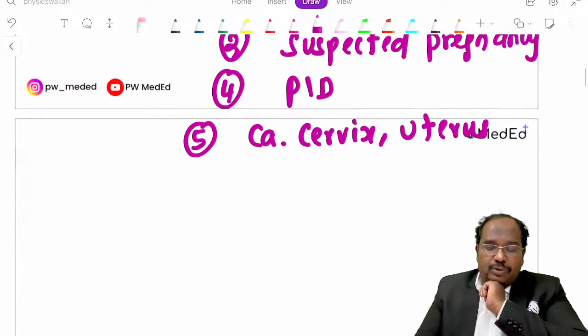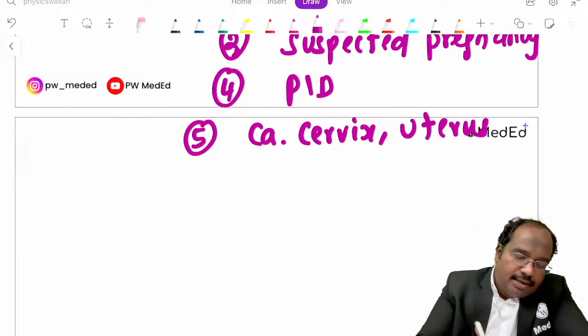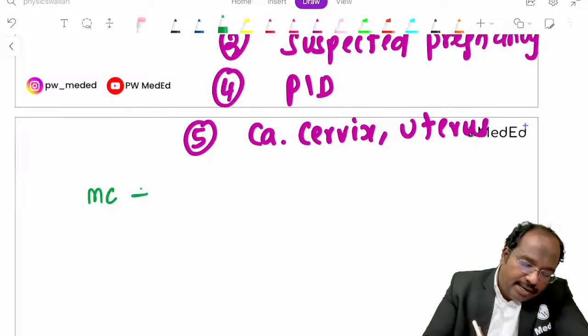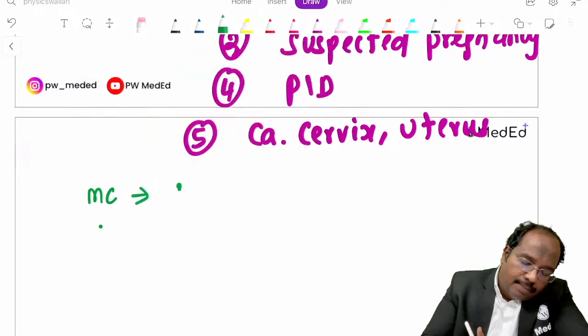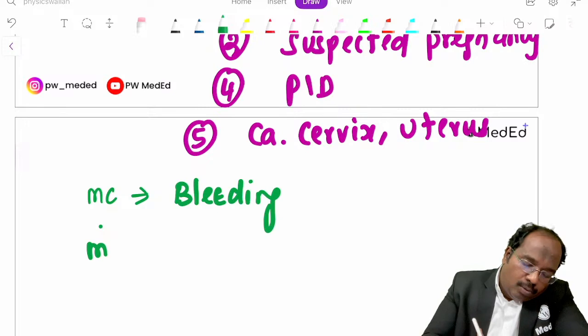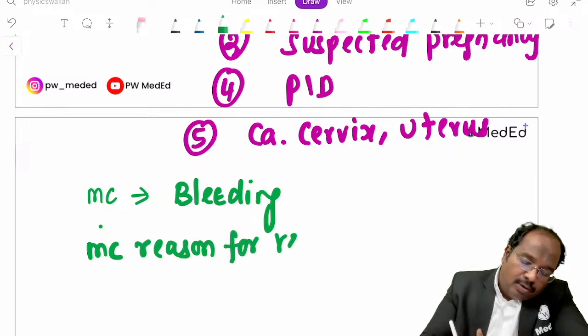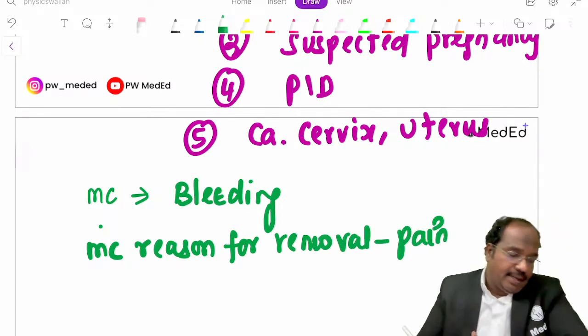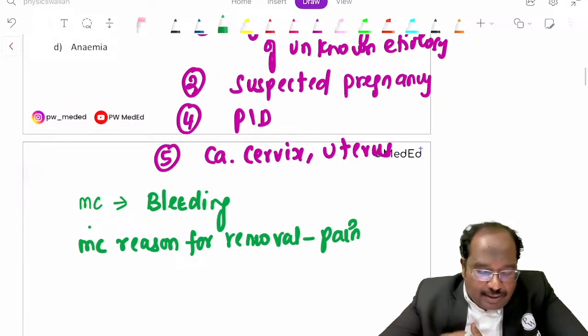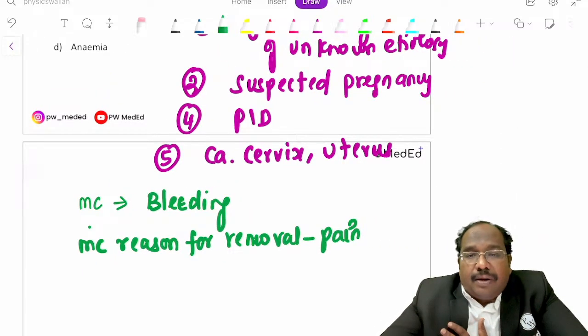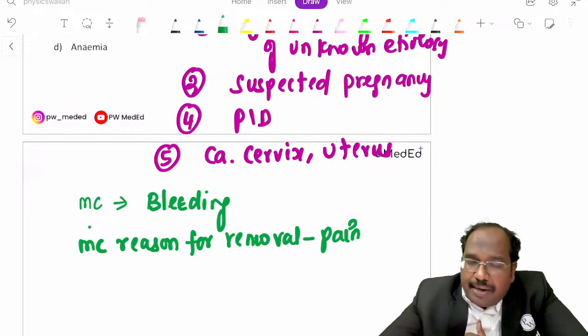What is the most common side effect? The most common side effect is bleeding. Most common reason for removal is pain, guys. The textbook of Park, 27th edition, says that. So most common reason for removal is pain, most common side effect is bleeding.